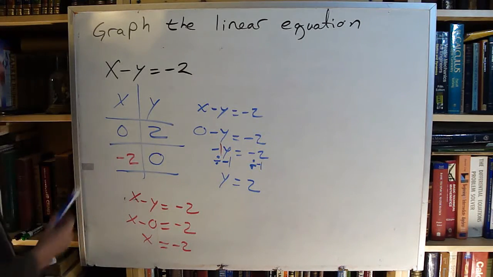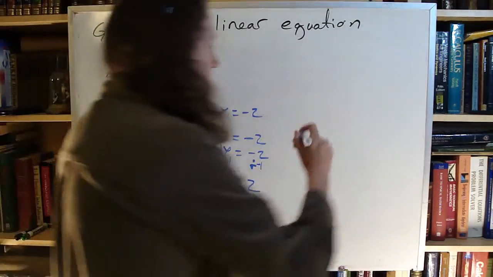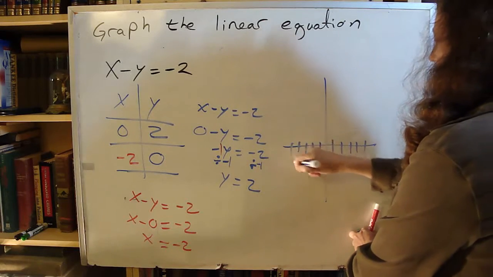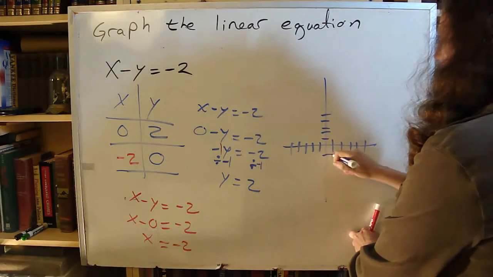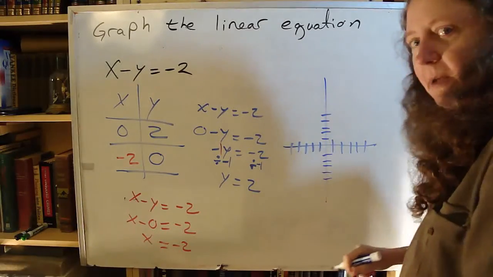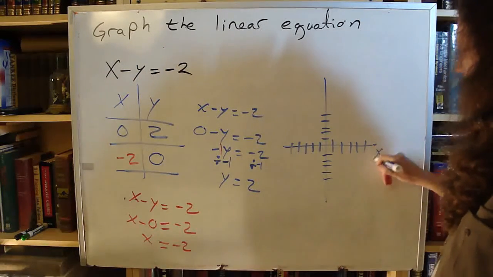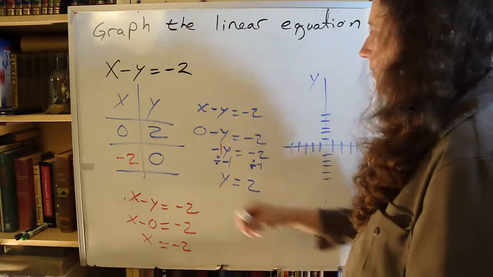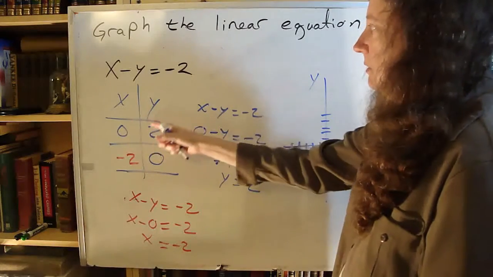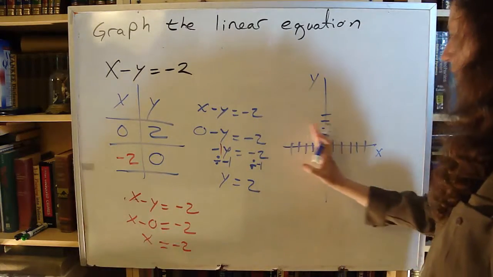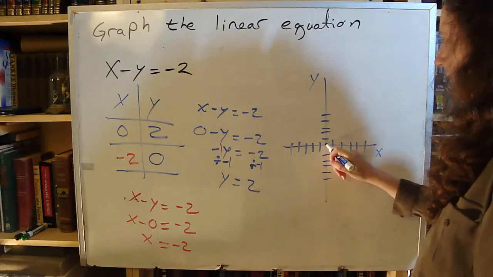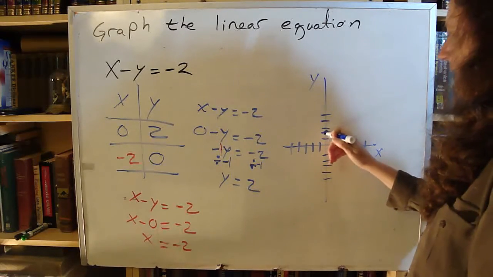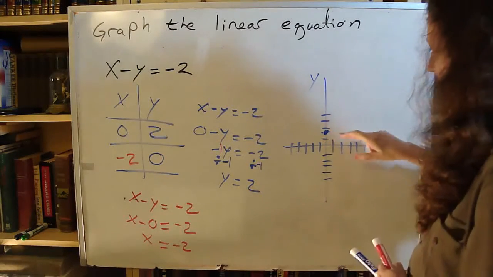Now I can take these 2 points over to a graphing space. I'm counting by ones, and I'm trying to keep the space between the lines equal. I have my x's, I have my y's. I need to plot my points 0, 2. So that's x is 0, y is 2. So x is 0, I don't go left or right any. Y is positive 2. I go up 2 spaces and I put my dot. Let's make that so you can see it.